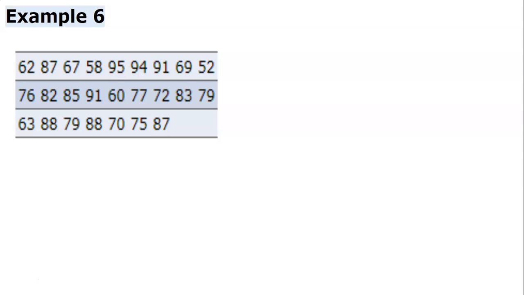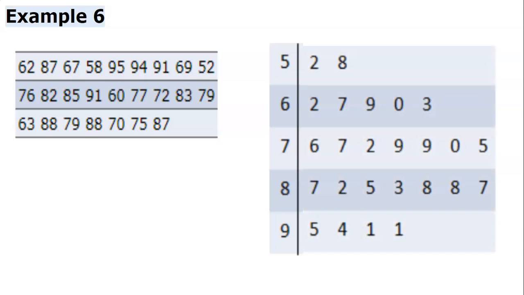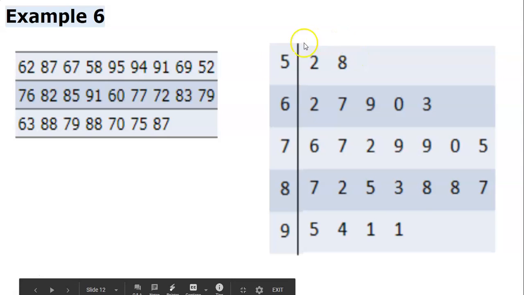With this data, the stems are the first digits: 5, 6, 7, 8, and 9. The leaves are all the second digits, from 0 through 9. The full stem and leaf plot lists the stems down on the left side with a vertical bar between, and then lists the leaves in order to the right. This plot looks very similar to a histogram, only it gives us the actual data. When you turn it on its side, it looks like a histogram.